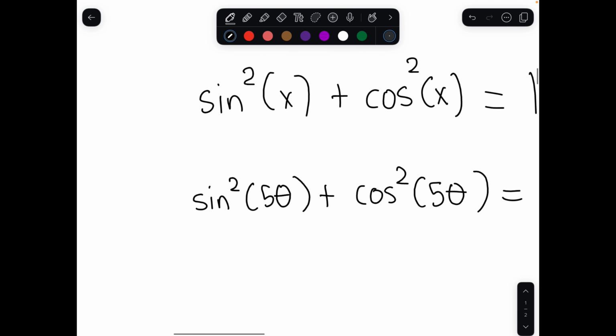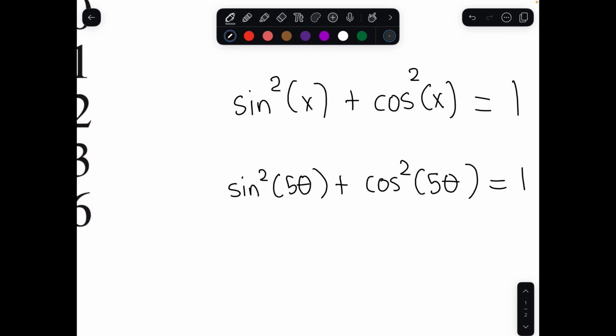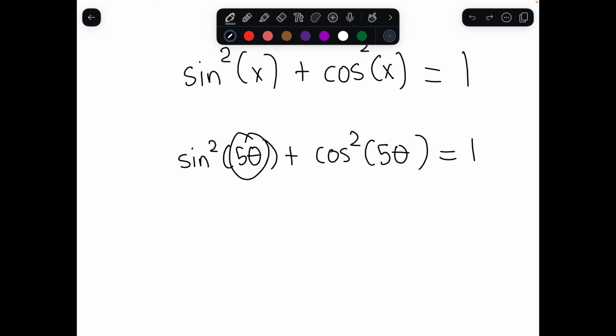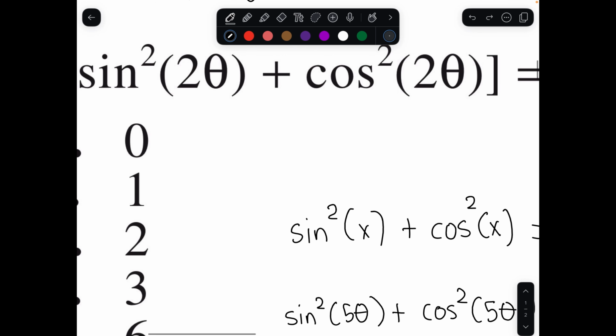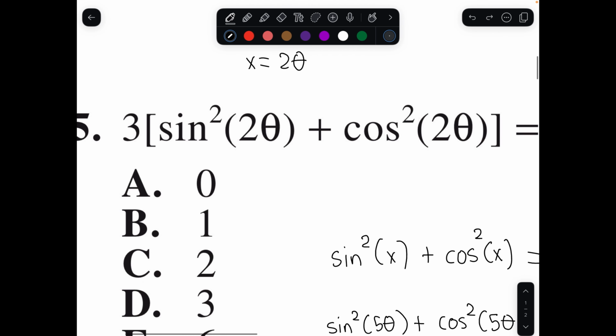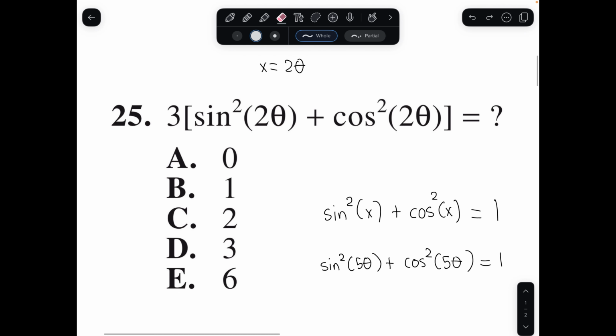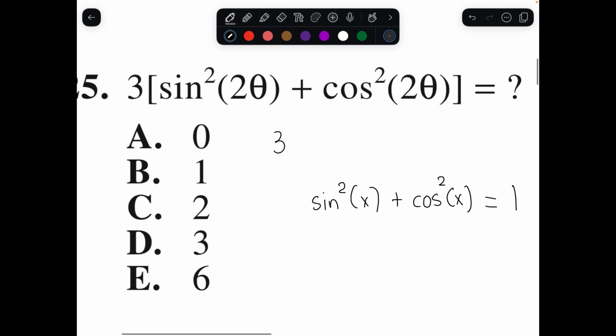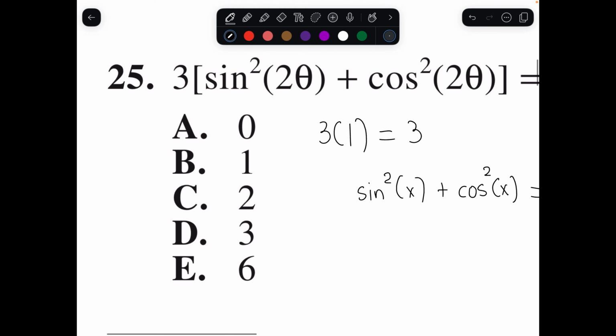X is just like your angle, and it could be 4 theta, 5 theta, 6 theta, it doesn't matter. As long as these two are the same, it's going to be equal to 1. So sine 2 theta squared plus cosine 2 theta squared is 1. So it's going to be 3 times 1, and 3 times 1 equals 3. So 25 is D.